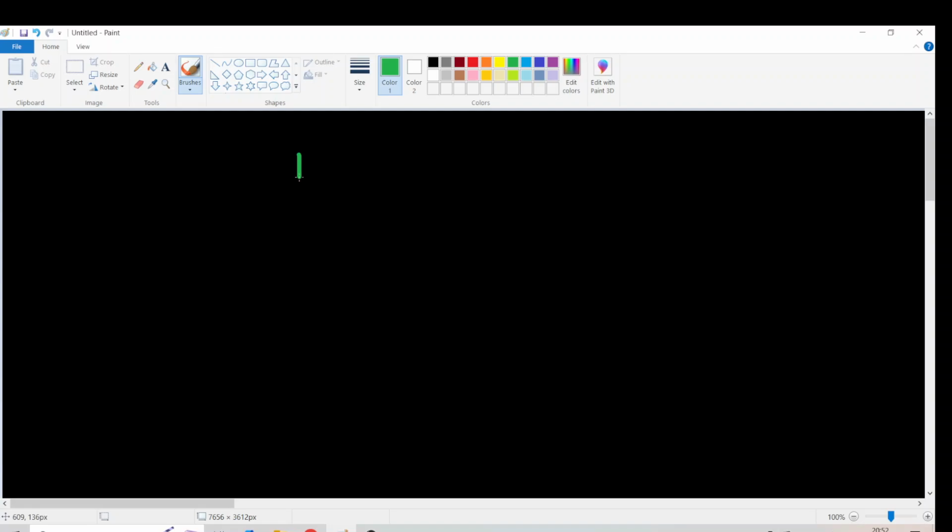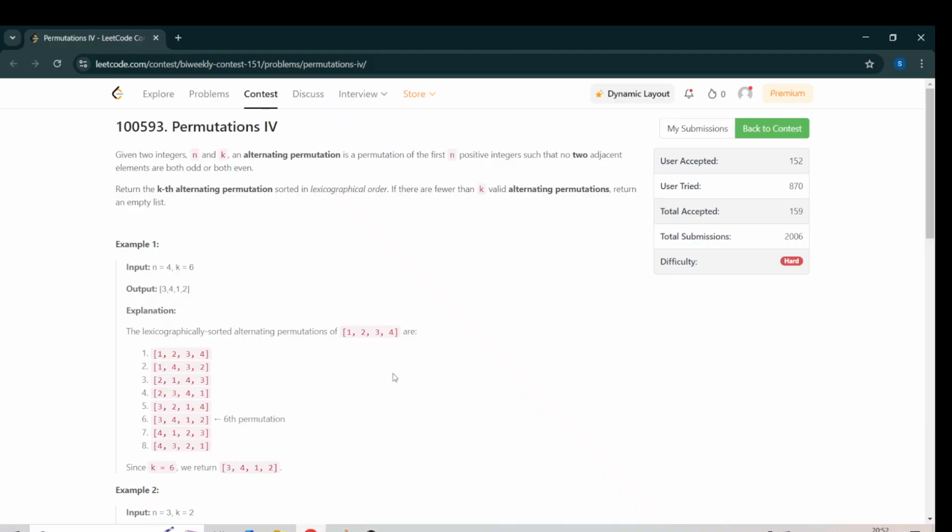So let's say this is the alternative permutation of length 4, 1 2 3 4, because the two adjacent elements have different parity. So 1 2 have different parity, 2 3 have different parity, and 3 4 have different parity. But if we take 1 3 2 4, then this is not an alternative permutation, because 1 3 has the same parity and 2 4 has the same parity. So we have to return the kth alternative permutation of length n.